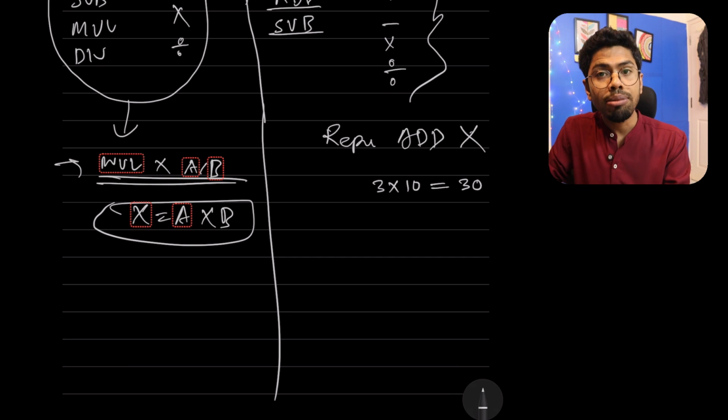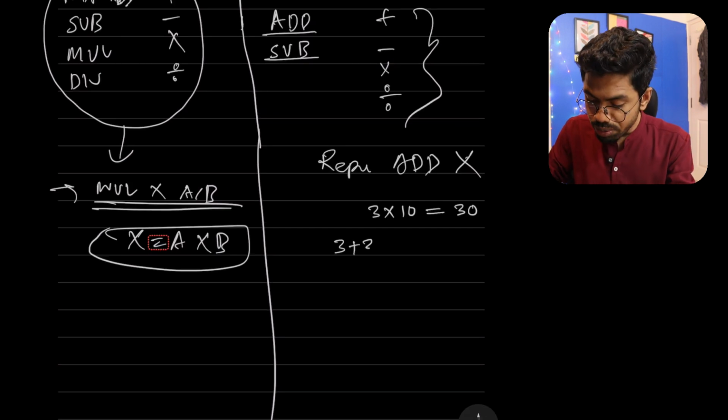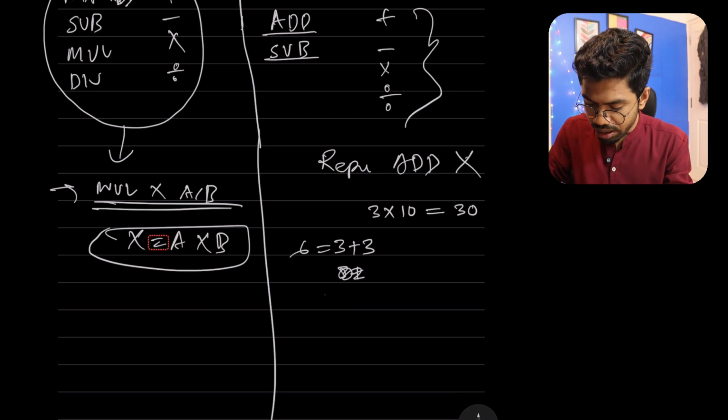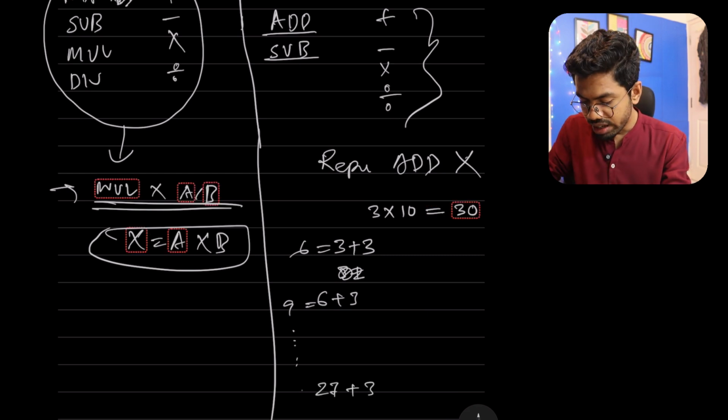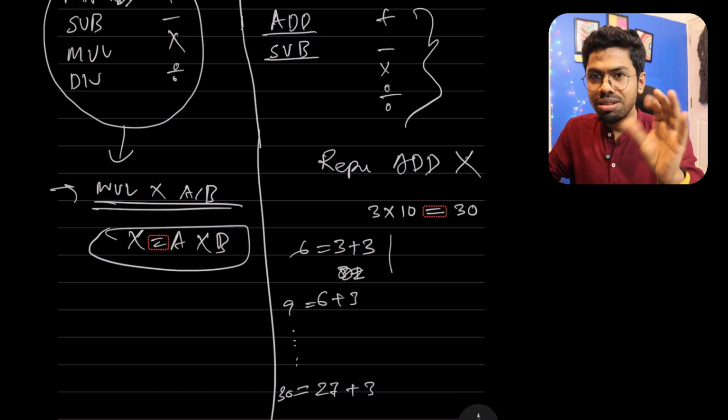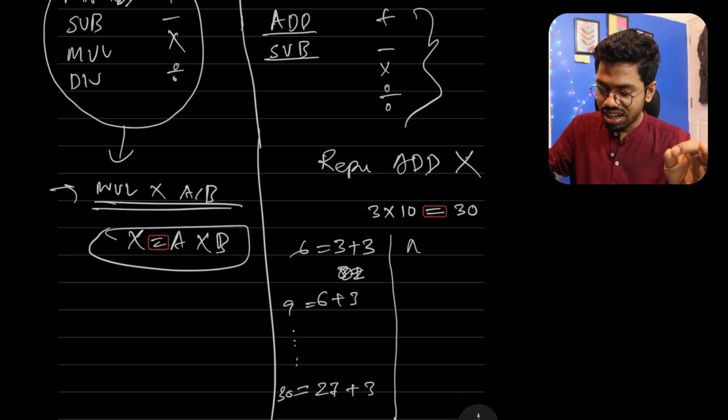Because we don't have a mul instruction, how can we do repetitive addition? You do the addition like 3 plus 3 would be 6, then 6 plus 3 would be 9, and you will do the same addition for 10, and therefore in the end you will do 27 plus 3 and you will get a 30 result. Very important, just concentrate here.